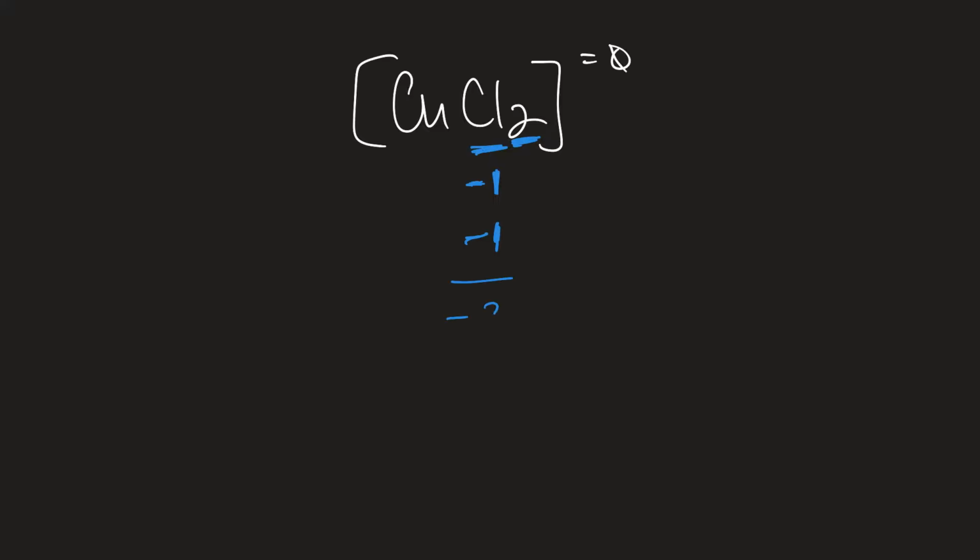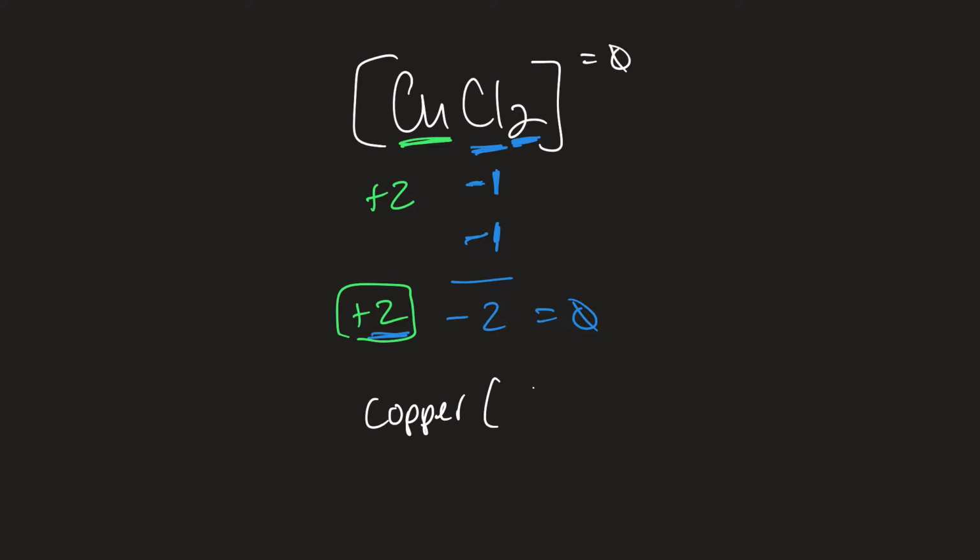All right. And so a way you could think about this mathematically is, what -2 is equal to 0? Well, it needs to be +2, right? And then we have to split up this charge of +2 among all the cations. Since we only have one cation, one copper, this one copper has a charge of +2. And so when we write the name, it'll be copper, Roman numeral 2 to represent the charge, chloride.